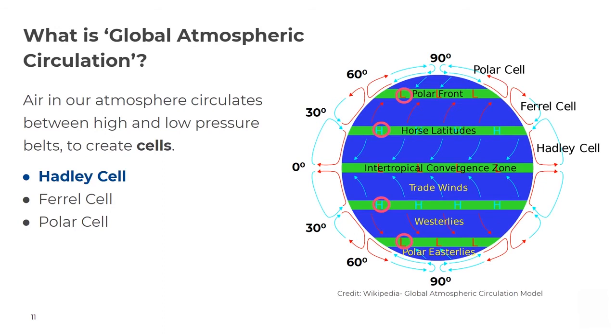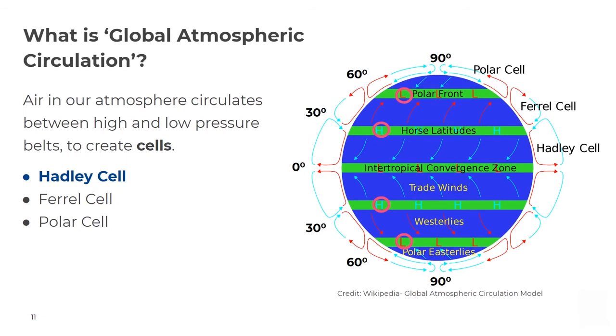I want to draw your attention towards the diagram that you see on the screen. It does look a little bit scary when you first see it. And you'll notice that the Hadley, the Ferrel and the polar cells are all labelled in the northern hemisphere to show their location. This is also mirrored in the southern hemisphere. So in our atmosphere there are 2 Hadley cells, there are 2 Ferrel cells and there are 2 polar cells.